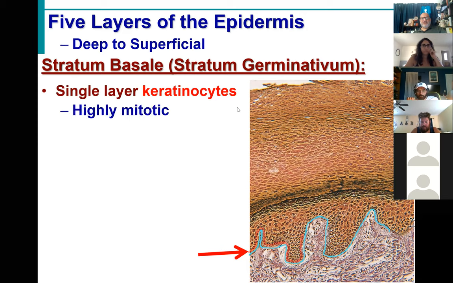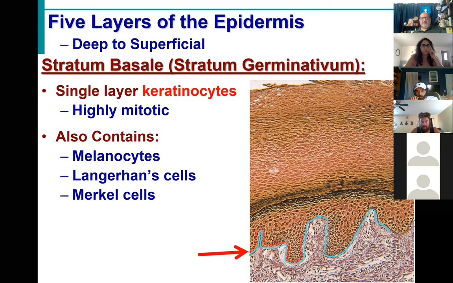Single layer of keratinocytes, highly mitotic, but can contain the melanocytes, the Langerhans cells, the Merkel cells. I'll draw a Langerhans cell in just a minute, but those other things can be found there as well. Now, remember, as I mentioned, I'm not going to make you learn the Langerhans cells and the tactile cells histologically, but let's look at another slide of the epidermis.